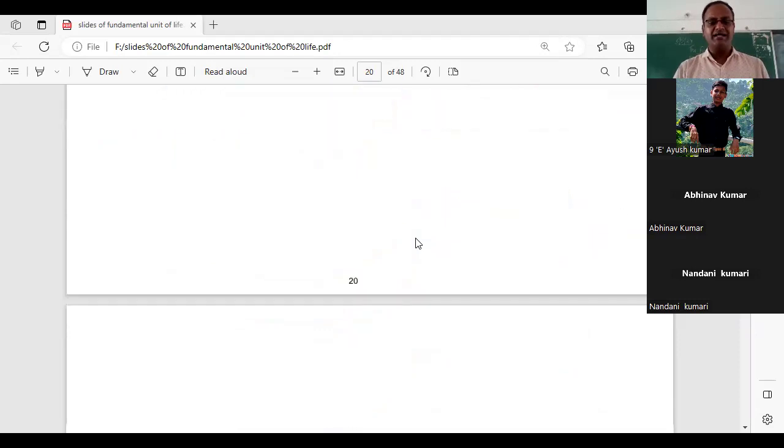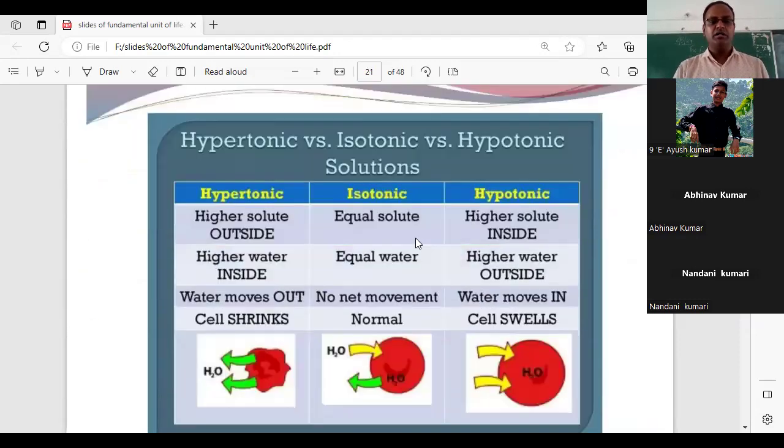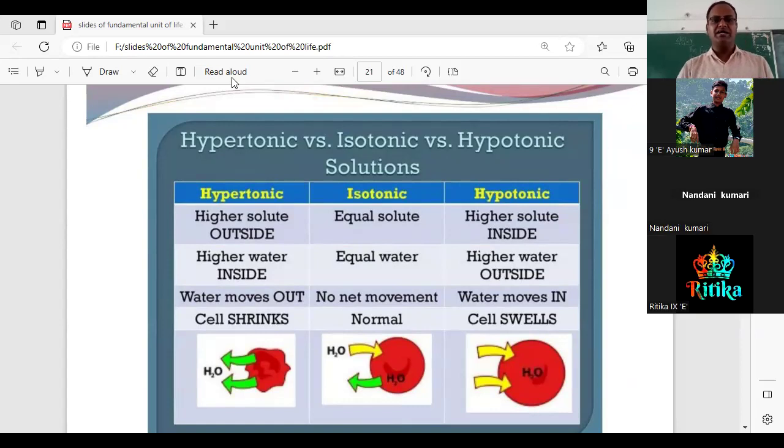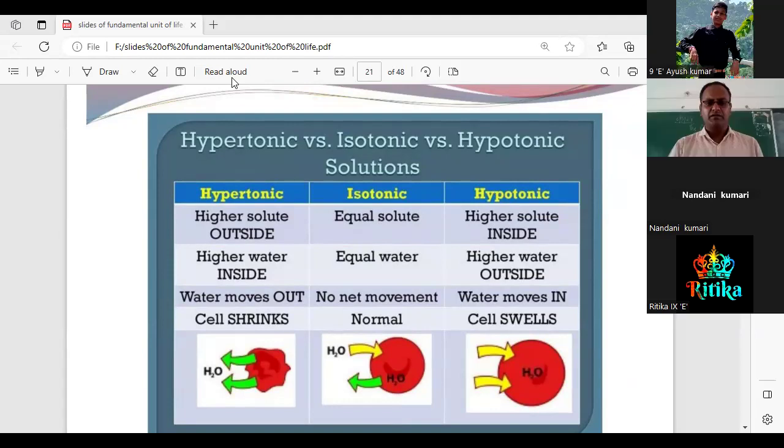Good. So at last, can anyone differentiate between the three types of solution? Please raise your hand. This I would like to ask all the students because this is a very important question for exam purposes also. The three types of solutions are very significant during the study of the plasma membrane. One by one, I will ask all the students. First, Ayush raised his hand. Very good. Unmute yourself, Ayush.